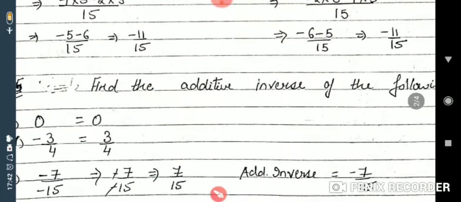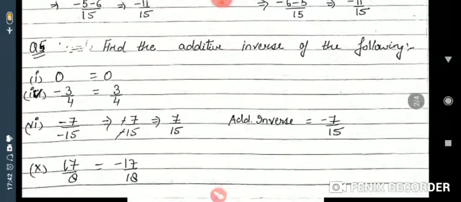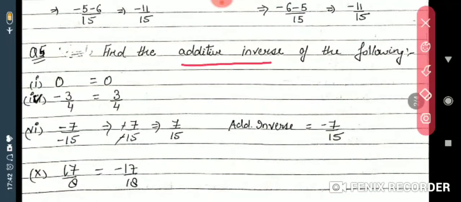Now next, find the additive inverse of the following. What is additive inverse? Additive inverse means only the sign will change. If a positive sign is there, it will change into negative. If a negative sign is there, it will change into positive. If 0 is there, then 0 is neither negative nor positive. 0 will remain 0 only. So what will be the additive inverse of 0?